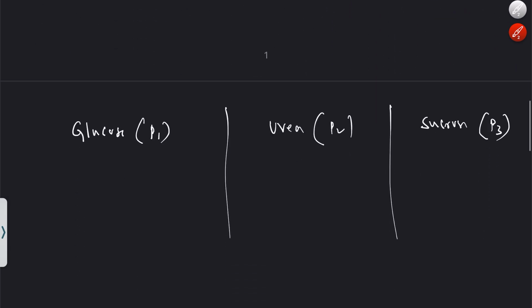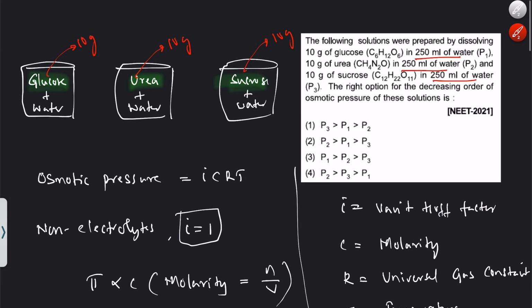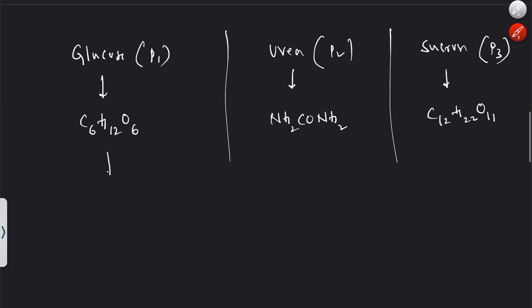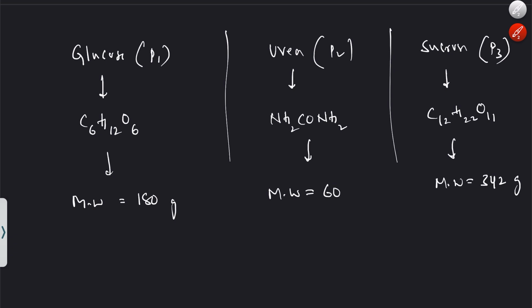Now, glucose formula is C6H12O6, urea is NH2CONH2, which they have mentioned as CH4N2O, but which is also written as NH2CONH2. Then we have sucrose, whose formula is C12H22O11. Molecular weight of glucose is 180 grams, molecular weight of urea is 60 grams, and molecular weight of sucrose is 342 grams.